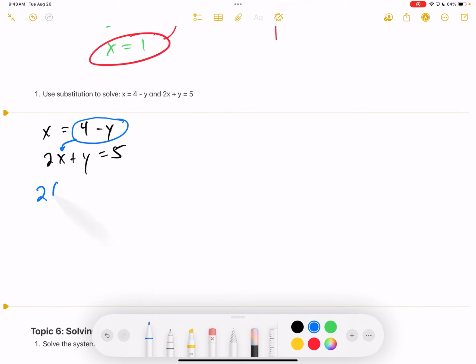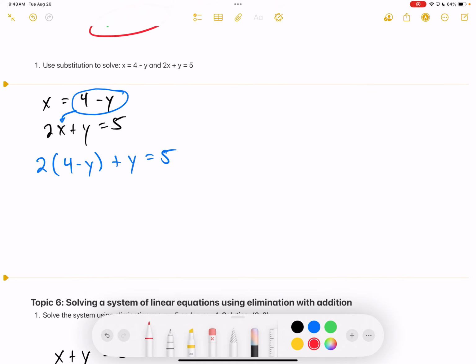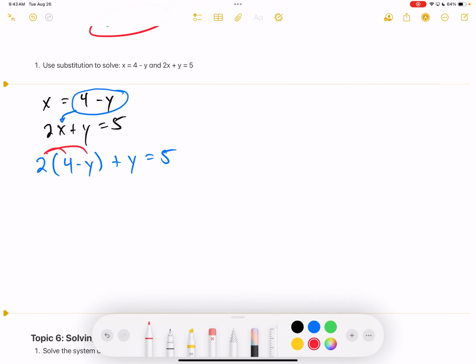So I'm rewriting the second equation. Instead of x, I'm putting 4 minus y in there. And now I have an equation with just y's in it, so I can solve for y. So I distribute the 2, and I get 8 minus 2y plus y.